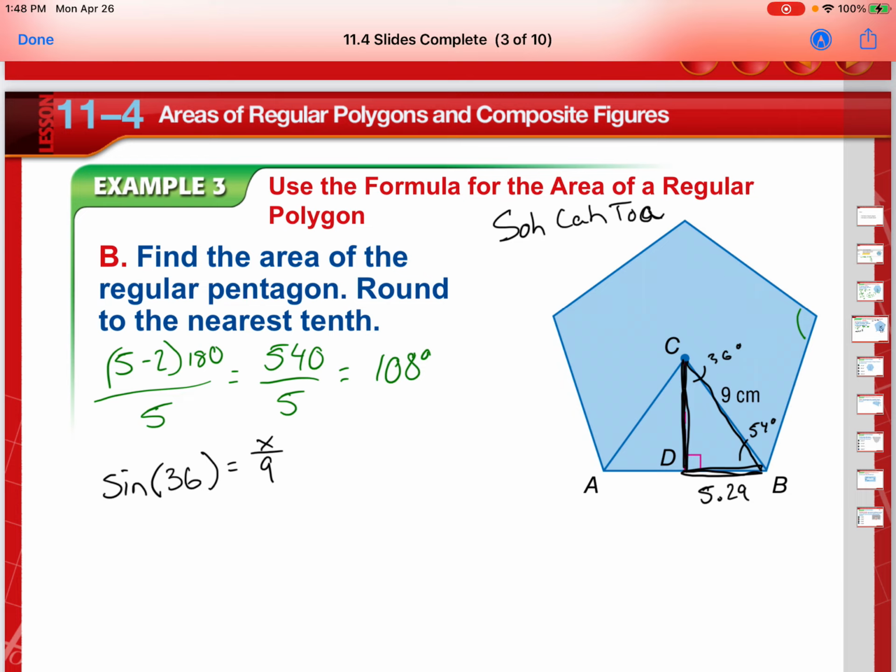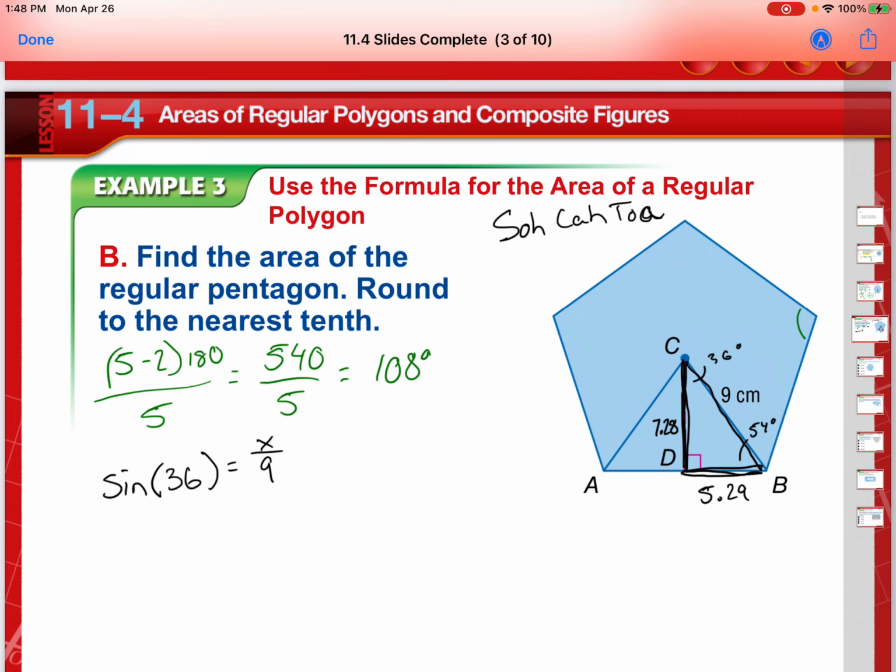And if we wanted, we could do the same thing with 54 to find the missing side of CD. Personally, what I'm going to do is I'm just going to square my answer I just got. And I'm going to do 81 minus that answer equals, and then square root, second answer. And I get 7.28 for my apothem length. And what I was doing there was I was using Pythagorean theorem. So I was saying 9 squared minus 5.29 squared is going to equal CD squared, which then I took the square root of, and I got 7.28.